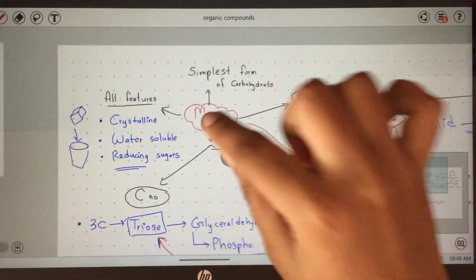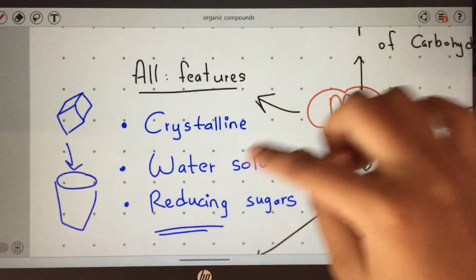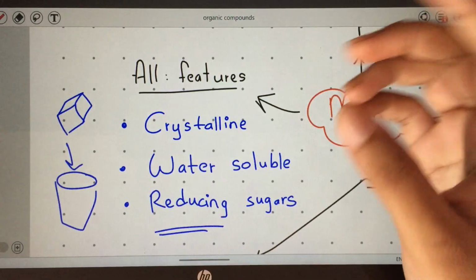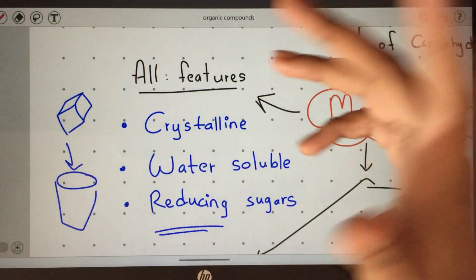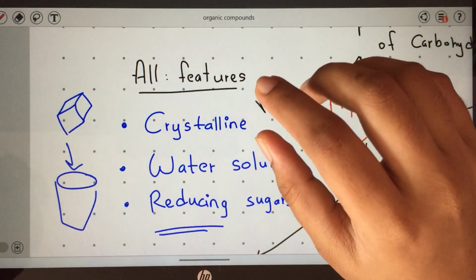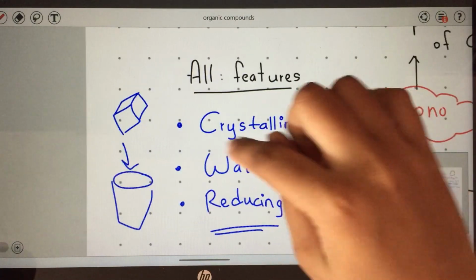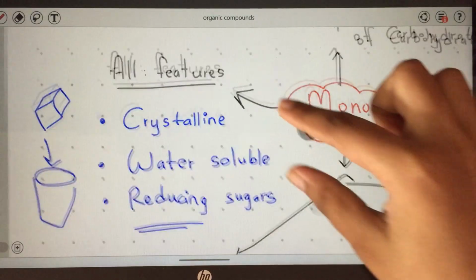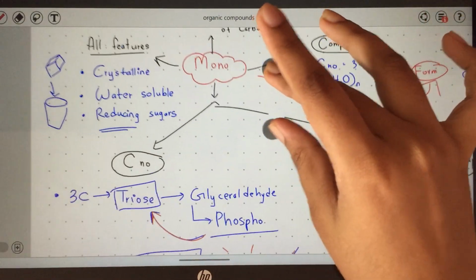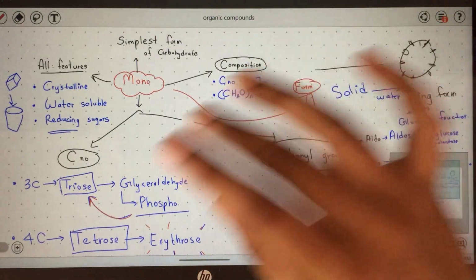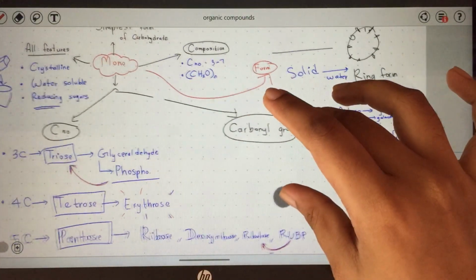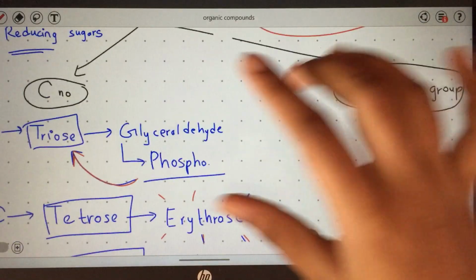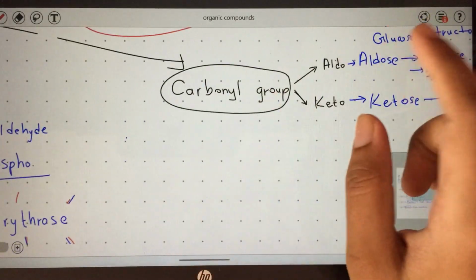Now, how do you remember these 3 points? Some of you remember it from O level itself, but if you find it difficult to remember, think of the sugar cube. That sugar cube is solid, so they are crystalline. Also you dissolve it in tea, so water soluble, and they are reducing sugars. Then I told you can categorize monosaccharides based on two main criteria: the carbon number and the carbonyl group.